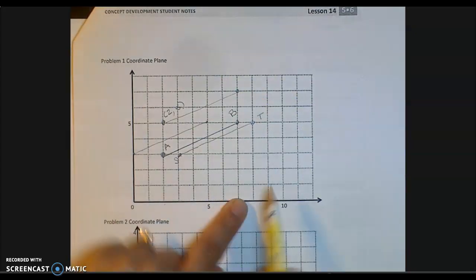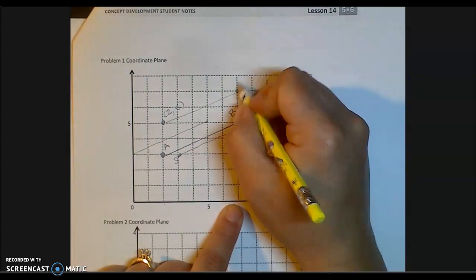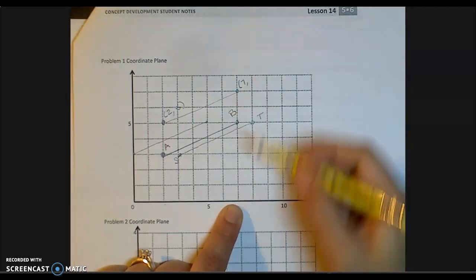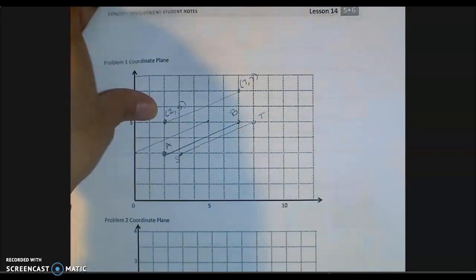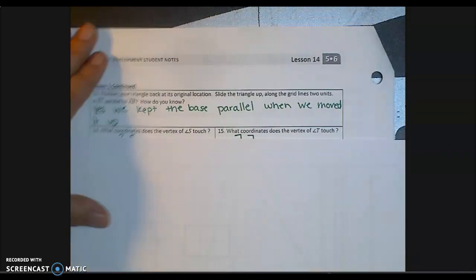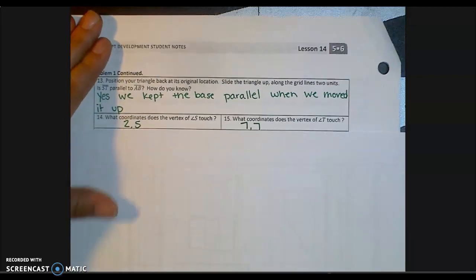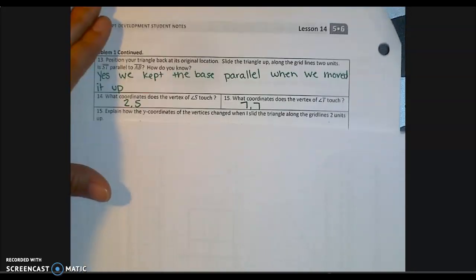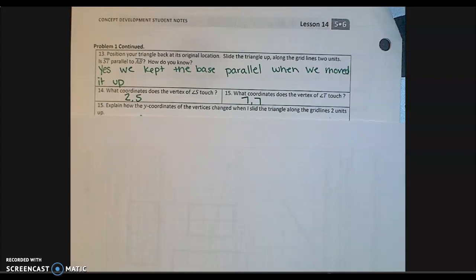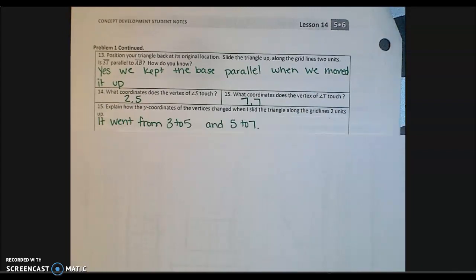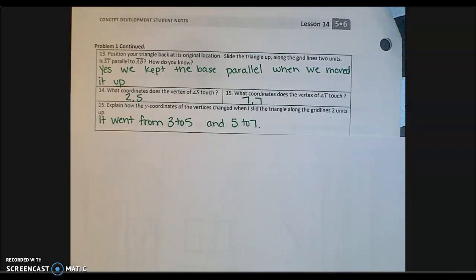So this would be 7. And the other one would also be 7. 7, 7. So we changed to 2, 5 and 7, 7. Explain how the y-coordinates changed when we slid the triangle 2 units up. So what happened to all of our points there? They got 2 units bigger on which axis? The y-axis. It went from 3 to 5 and 5 to 7.